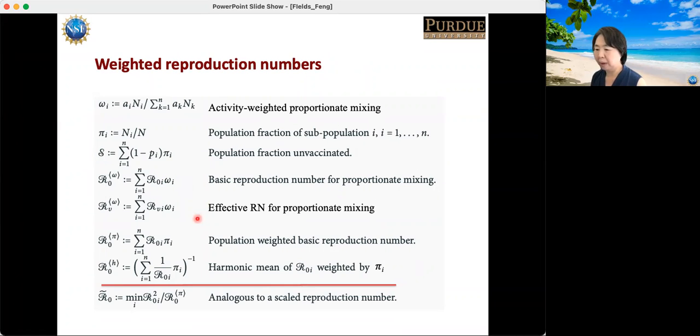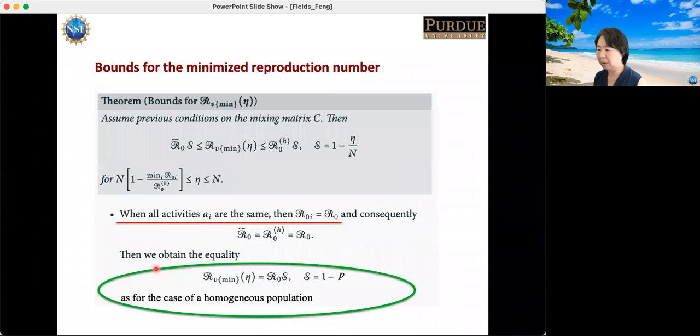Another interesting result is this. She has different types of reproduction numbers, in particular the harmonic mean of reproduction numbers. Again, R0i is for group i, pi_i is the proportion of the population in group i, and this harmonic mean is some kind of weighted average, but in this form. And then the order is, again, that the minimized reproduction number is between this harmonic reproduction number multiplied by the proportion of susceptible, okay?